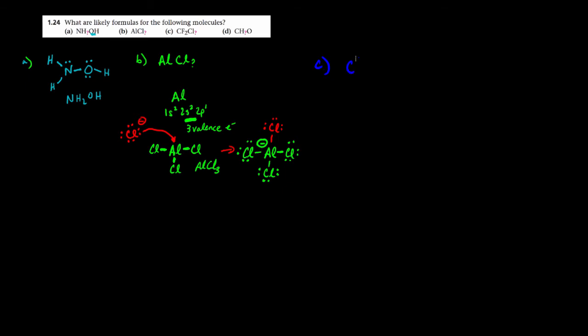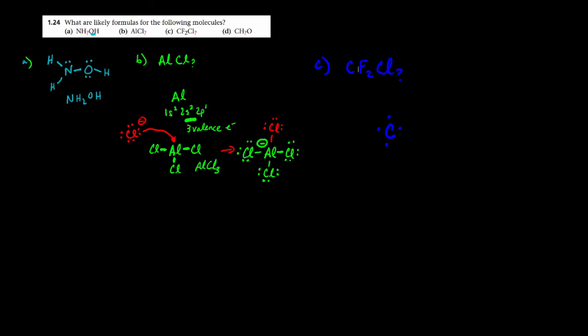So CF2 and then Cl question mark. Okay, so here we don't have any hydrogens. We have a carbon atom, so let's just draw the carbon atom first. And carbon has 4 valence electrons, so why don't we just put those 4 valence electrons around carbon.